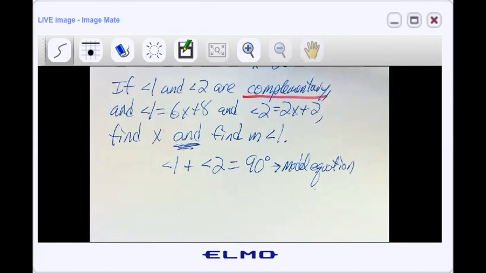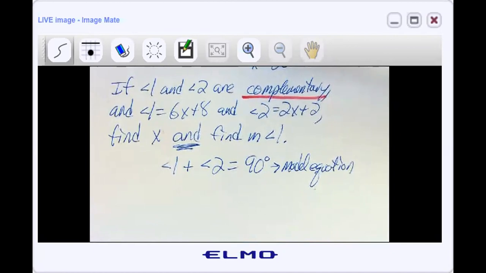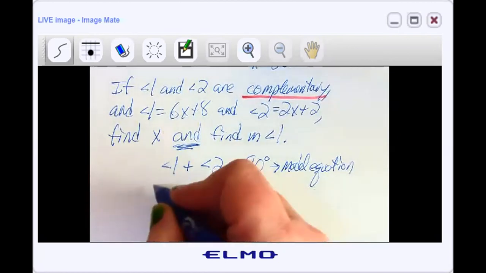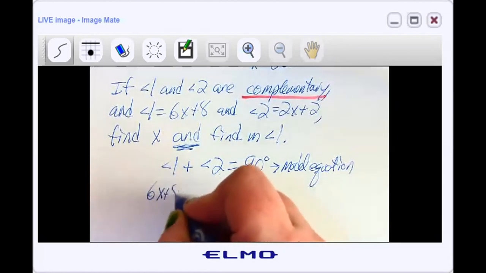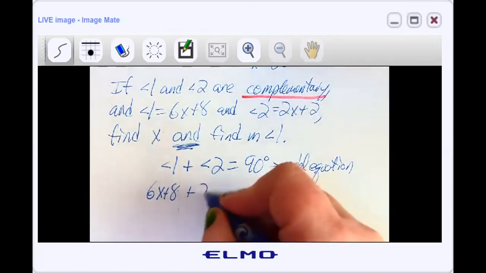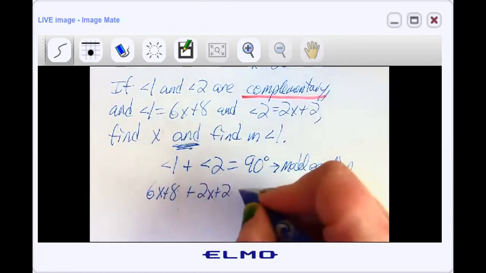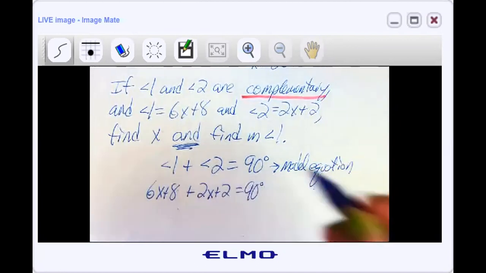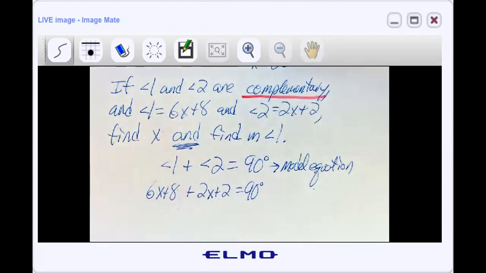All right. I'll walk you through this one because maybe you're just like, oh, I just need to see it done one time. So angle 1 is just 6x plus 8. So I'm going to pop that in, 6x plus 8 plus angle 2. Oh, that's just 2x plus 2. So I pop in 2x plus 2. And I already know that it's equal to 90. So all I have to do, ladies and gentlemen, is now just solve this equation.